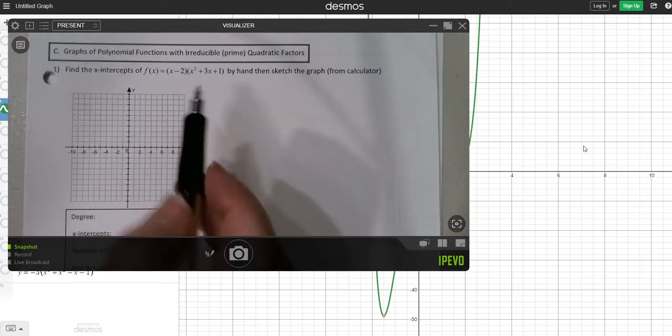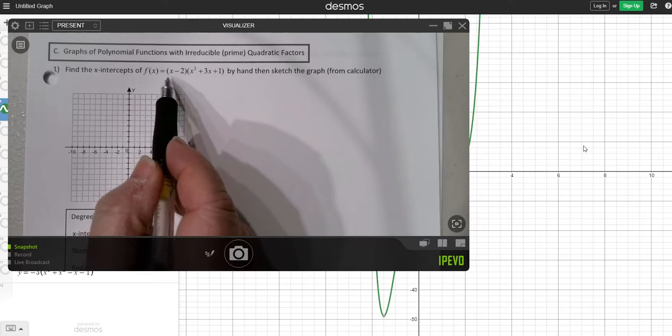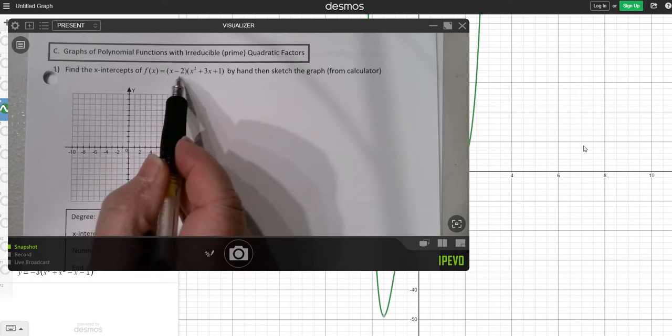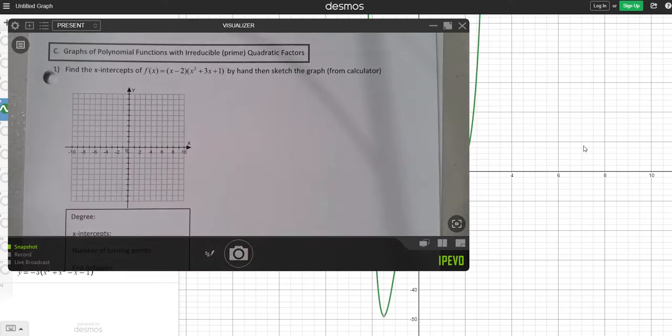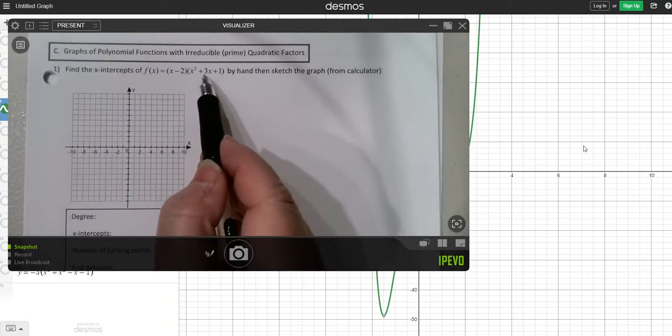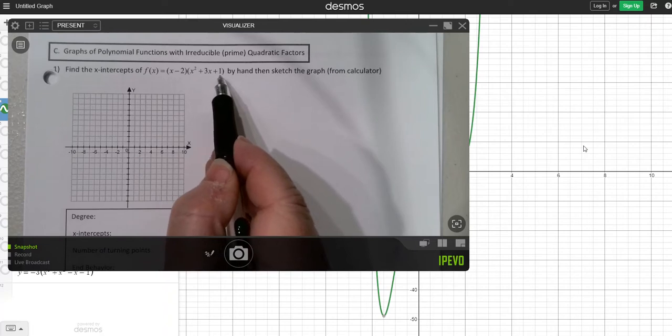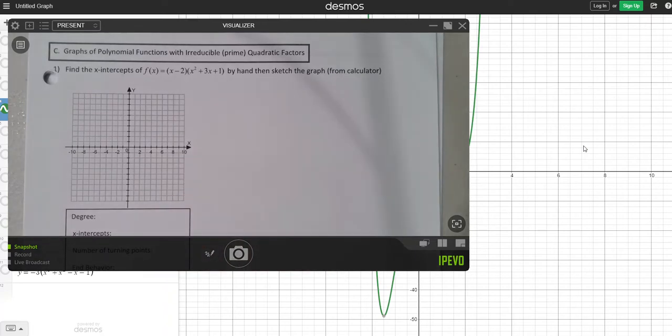Like, for example, this one right here. This is in its factored form, and x minus 2 is one of the factors. But the second factor is this quadratic. And if you think about it, we're not going to be able to factor that. A sum of 3 and a product of 1 is not going to work. So that's as factored as this one gets.